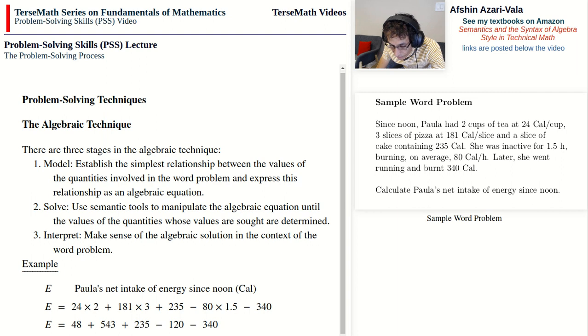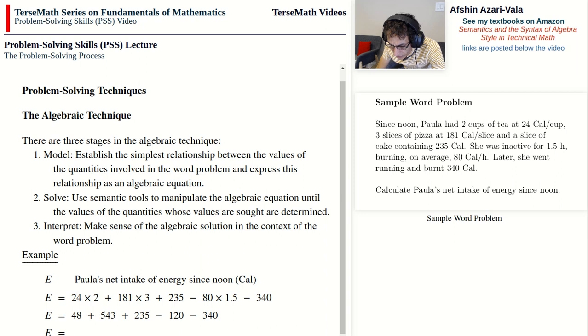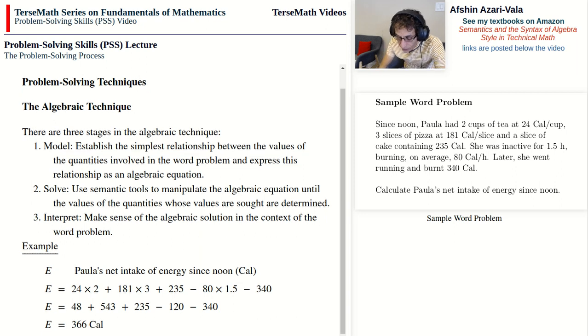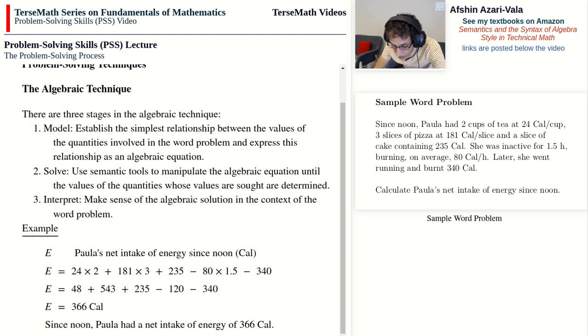Okay, now that we've completed all these pieces, we can add them and subtract them in one step. And we end up with a balance of 366 calories. Closing statement: since noon, Paula had a net intake of energy of 366 calories. So this is what we call an algebraic solution.